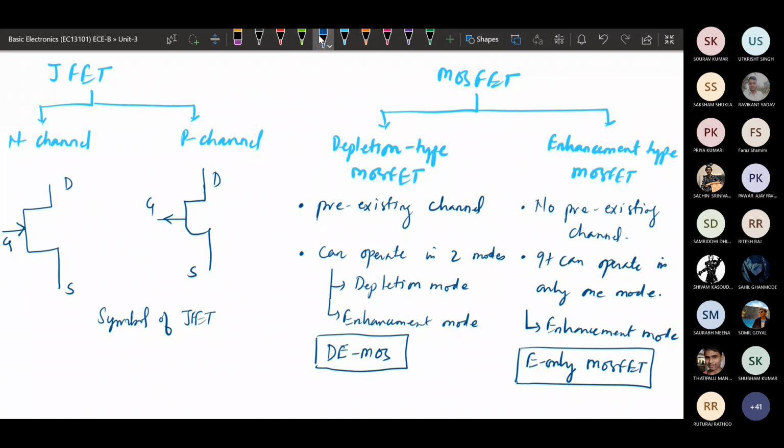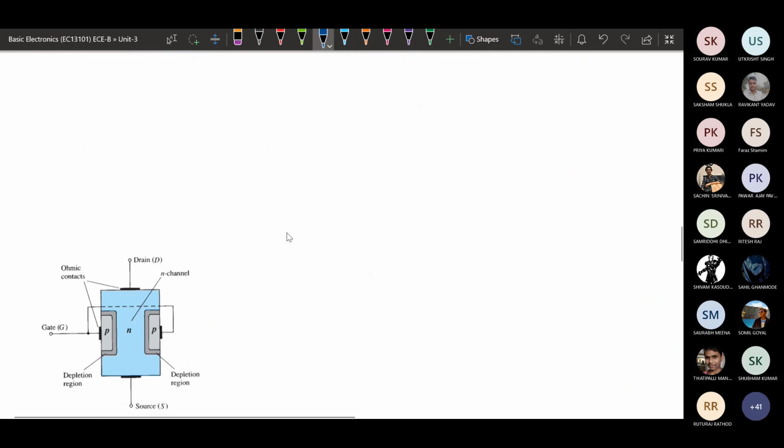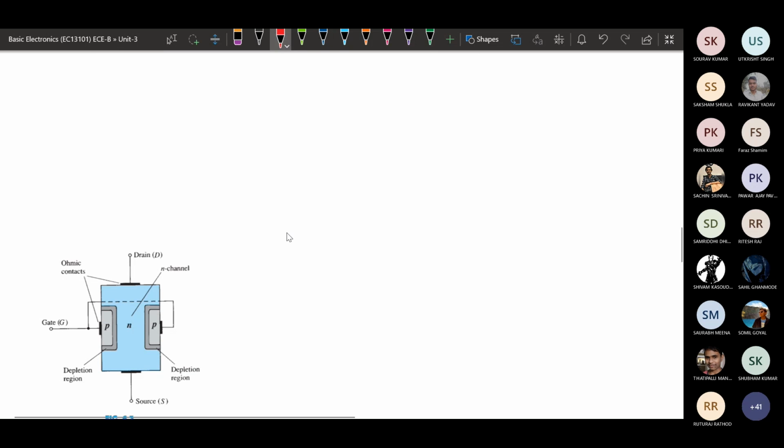Okay, so this is just an overview of all the concepts in case of JFET and MOSFET. We will next go to the construction, like how these MOSFETs or the JFETs are constructed. So our starting discussion will be with the JFET only. Once we complete the JFET part, then we will start with the MOSFET part.